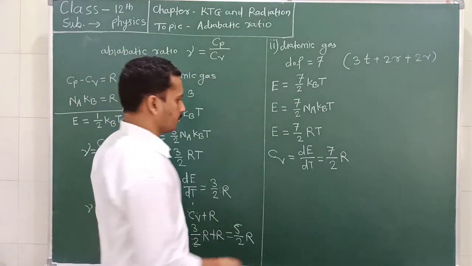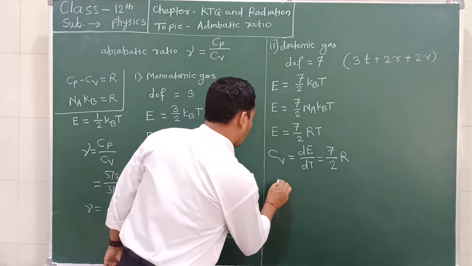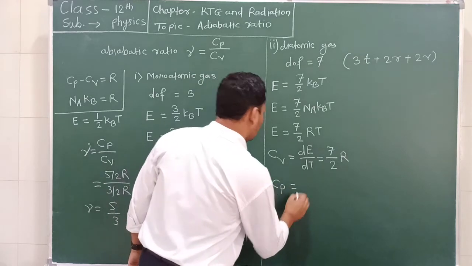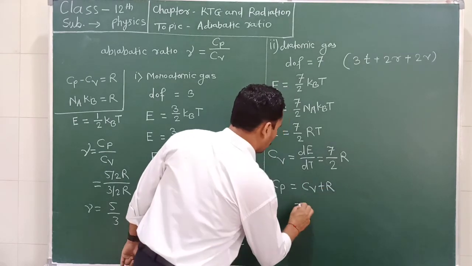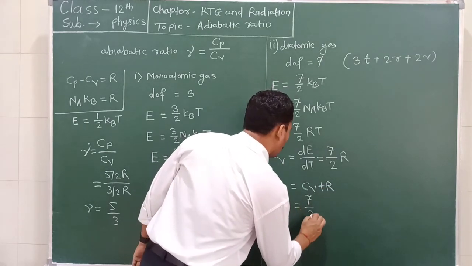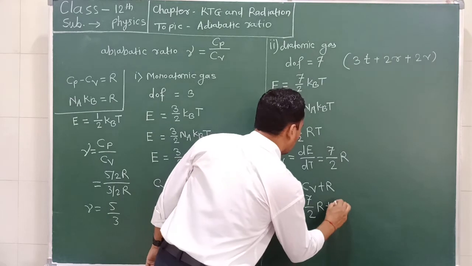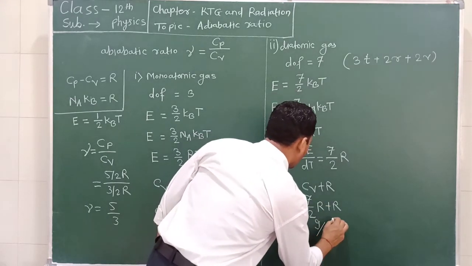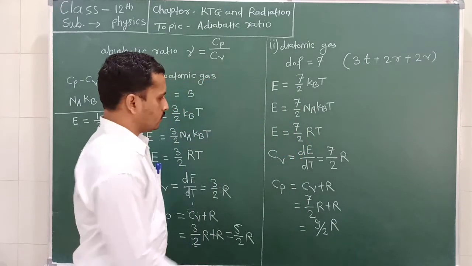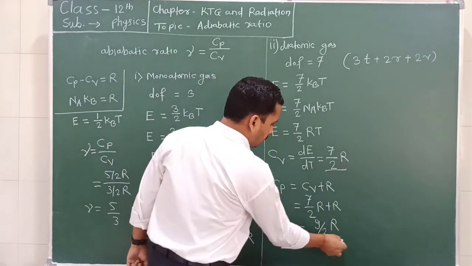Okay, now we are calculating Cp. What is Cp equal to? It is equal to Cv plus R. So it is equal to 7 by 2 R plus R, which is equal to 9 by 2 R. So this is the value of Cp, and this is the value of Cv.